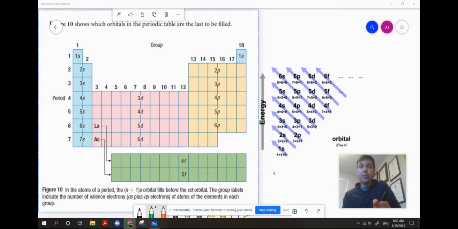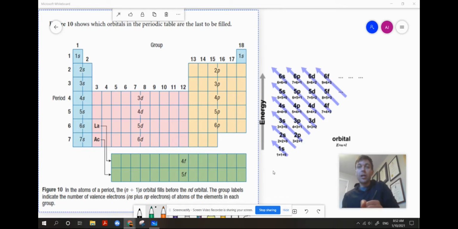Elements in the 3rd period have 3 energy levels with electrons in them. Elements in the 4th period have 4. Elements in the 5th period have 5. That doesn't tell you the order and how many electrons are in each, but it just tells you how many energy levels are present.